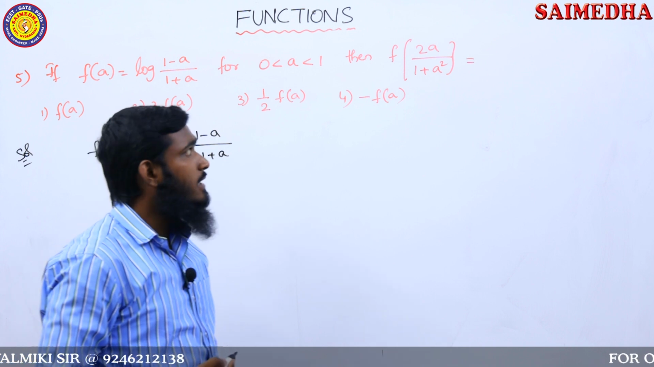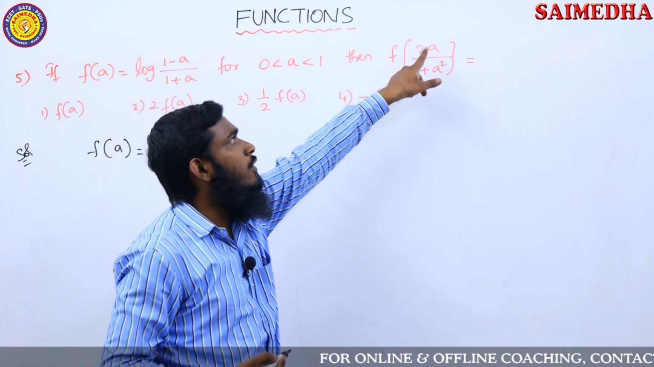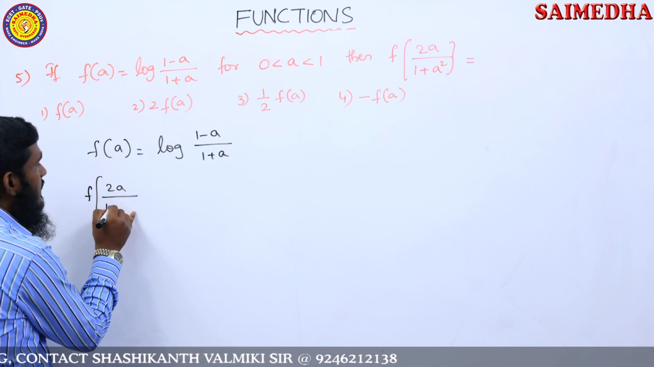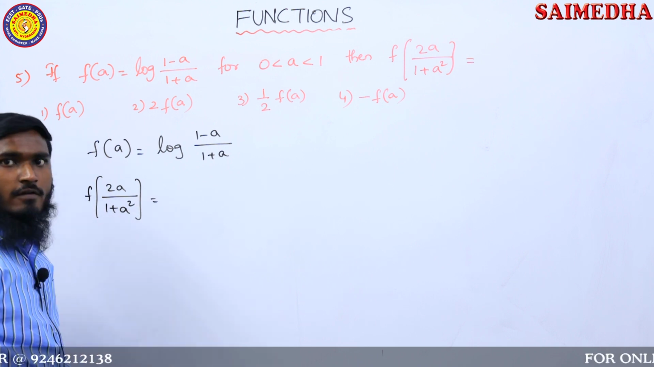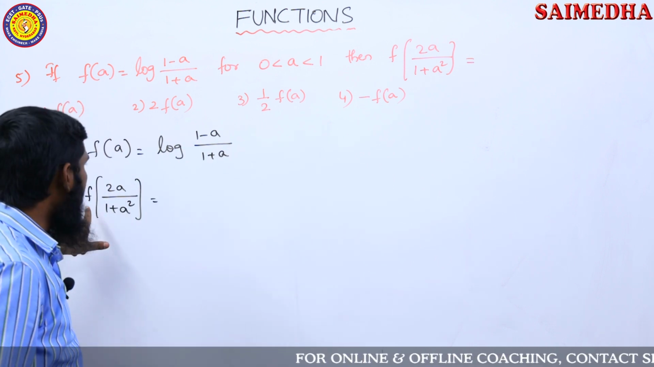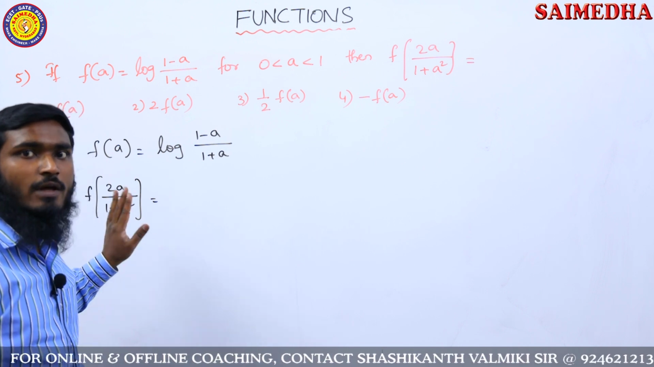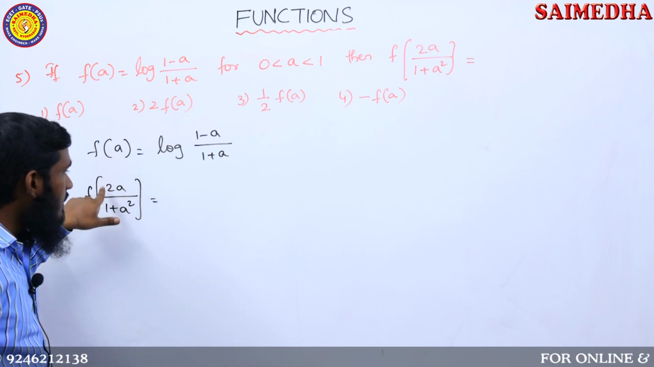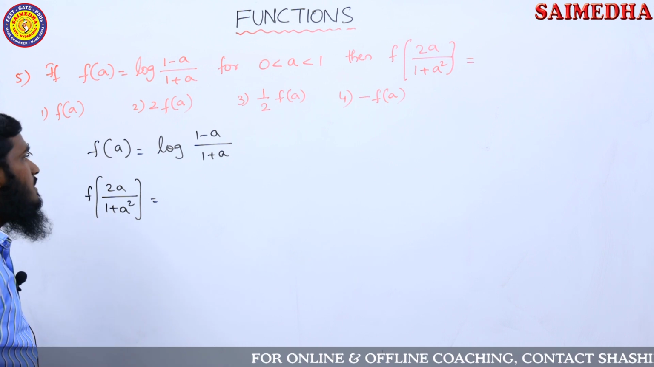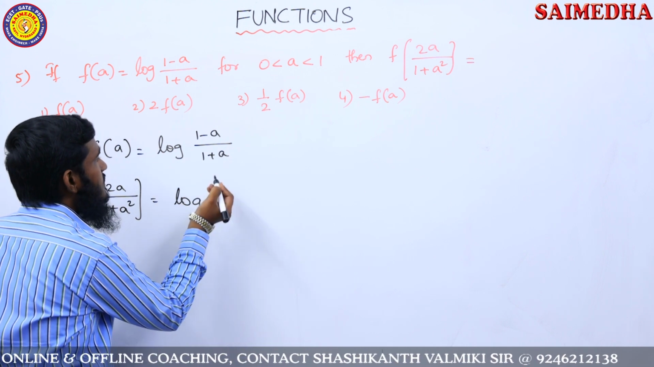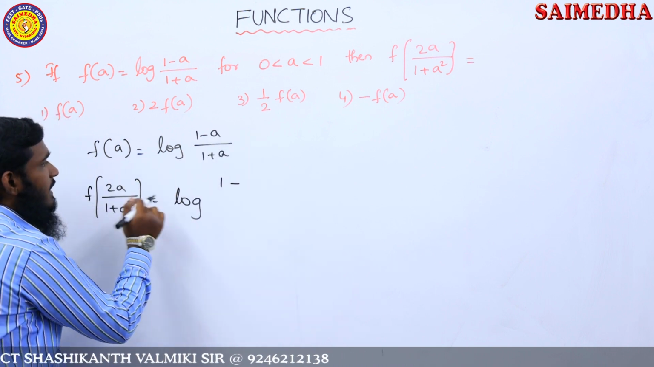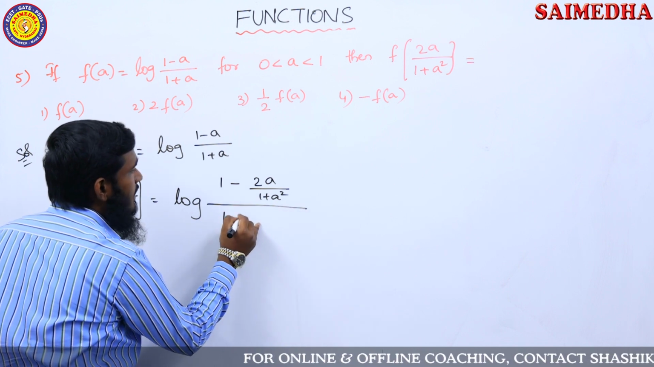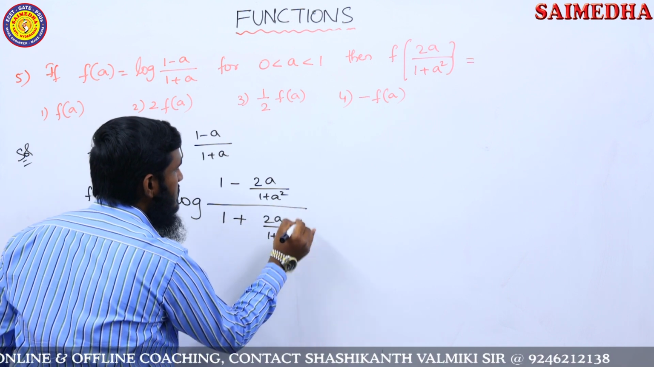This is our question, and we have to find f of 2a divided by (1 plus a square). What is the meaning of this? Whenever f of a is given and we have to find f of 2a divided by (1 plus a square), it means that in the place of a we have to write this complete part, 2a divided by (1 plus a square). So the log part will be as it is: log of 1 minus 2a by (1 plus a square), whole divided by 1 plus 2a divided by (1 plus a square).